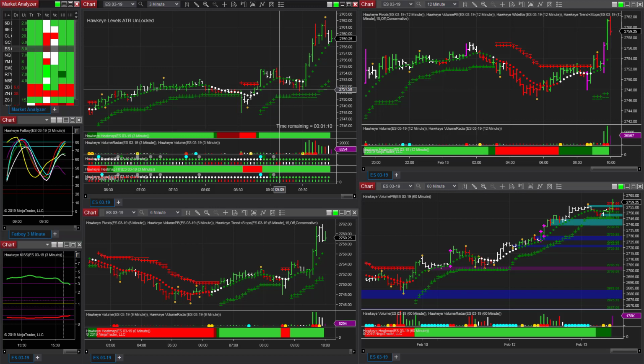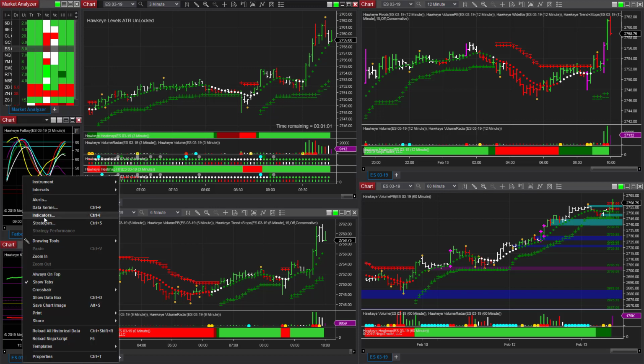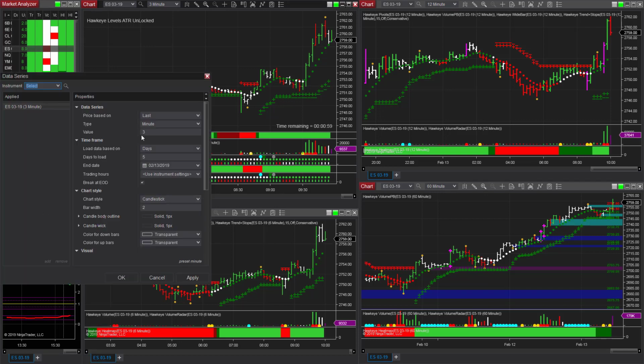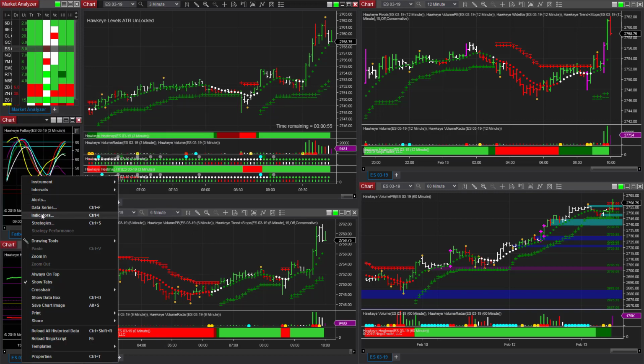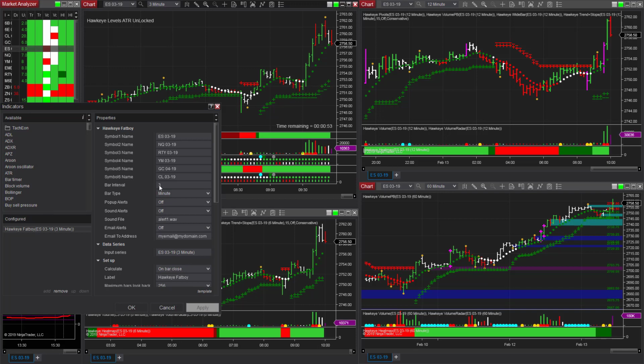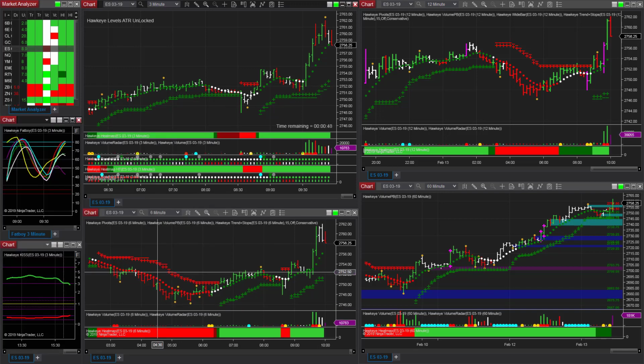VK, what time frame of the fat boy am I using? Right now this is a 3-minute fat boy. If I look at the data series, you can see that I'm trading off of a 3-minute, and the indicator itself must also be set to a 3-minute. A lot of times I like to set it to a 1-minute for the first 45 minutes of the day, and then 3 minutes for the remainder of the day.